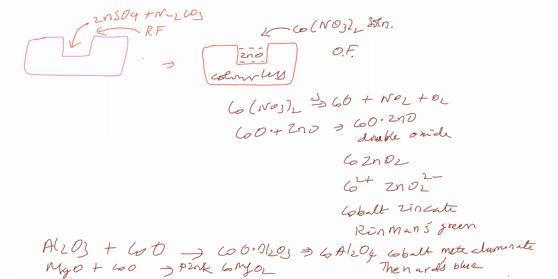One student asks that zinc oxide also has color, then how do we take it for the cobalt nitrate test? Zinc oxide is colorless in normal condition. So that is why we are taking zinc oxide to the cobalt nitrate test. Okay, so now we will see the next.